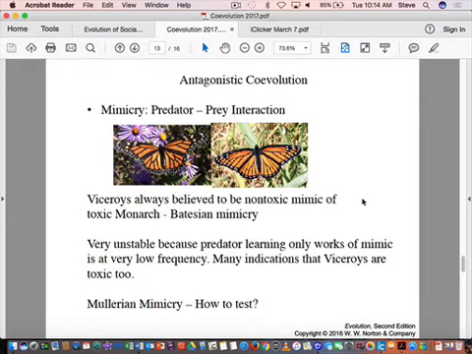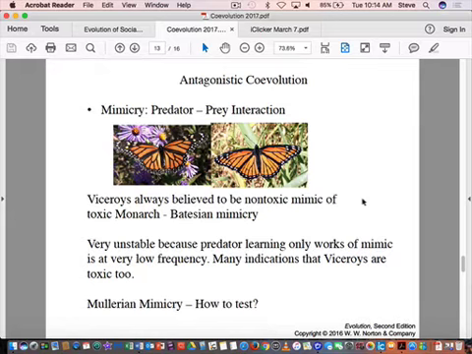It has to be really low compared to the model. So the Batesian mimics, the Viceroys, have to be fairly rare, and these have to be pretty common, because that predator has to get reinforced by that. Oftentimes they'll eat it, they'll gag, and they'll never eat it again, right? So they have to get that association between the coloration and being inedible. And that only works if the model, the toxic one, is the common one.